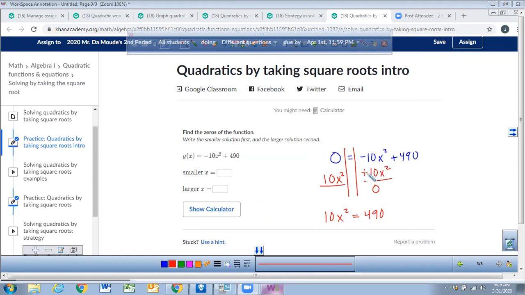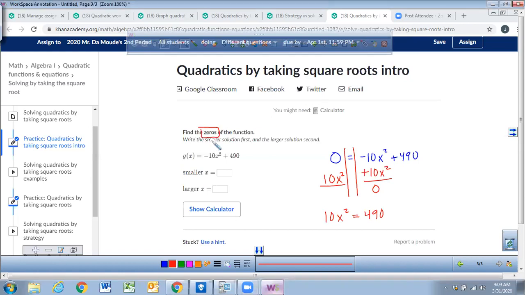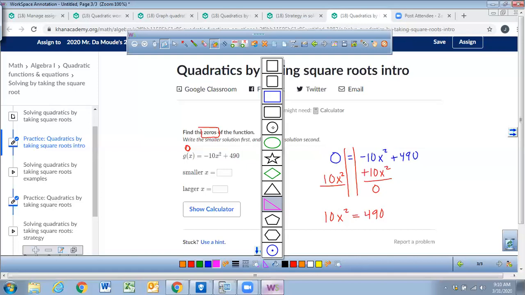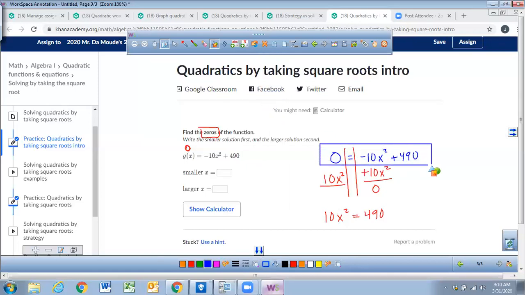That's okay. All right. So AJ, you're just starting right now. What we're doing the very first section, quadratics by taking square roots. Okay. When you're doing this and it says find the zeros of the function, what you're going to do is you're going to set whatever this is, and whether it's f of x, g of x, h of x, you're going to set it equal to 0. So hopefully you see that's what we did right here. Oh, that's a triangle. Need a rectangle. We're setting everything equal to 0.